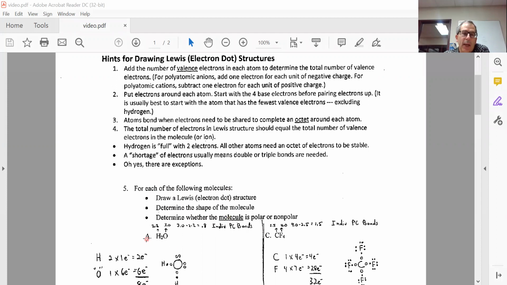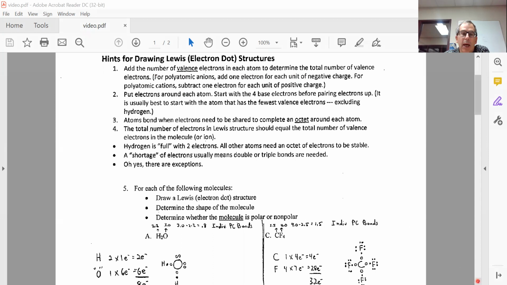I took example A and C from there, and I'm going to just show those right here. So as far as electron dot structures, I'm going to briefly talk through it. I have some rules up front here, and it says add the number of valence electrons in each atom to determine the total number of valence electrons.